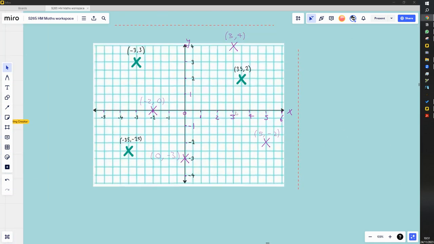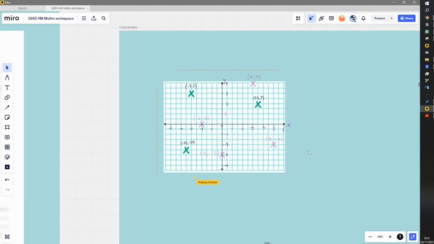Okay, good. Well done. You weren't caught out by the half point. So I put it between 3 and 4, so 3.5. This one between -3 and -4, so -3.5. And that was -2.5. So yeah, good. I'm happy with that.